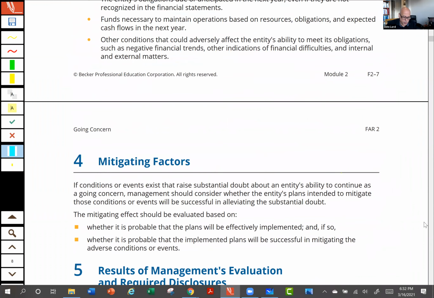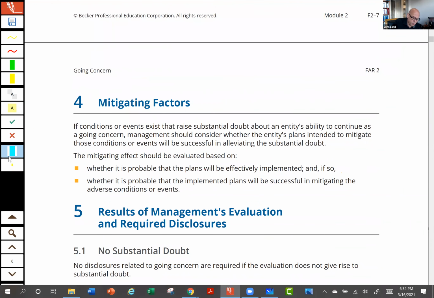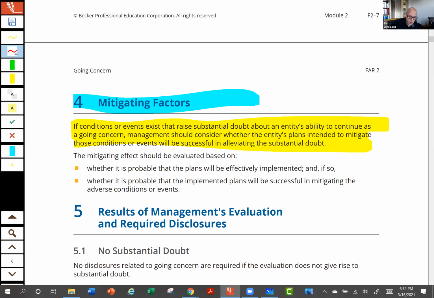Okay. Now, once management identifies a going concern issue, they can look to mitigating factors. Mitigating factors are things that cause the problem to go away, right? Mitigating factor. I am not feeling well. How will I mitigate my illness? I will take some medicine, right? So, what is some medicine that they can take to fix this going concern issue? If conditions or events arise that raise substantial doubt about an entity's ability to continue as a going concern, we can look for mitigating factors that will alleviate the substantial doubt, medicine that'll alleviate your problem.